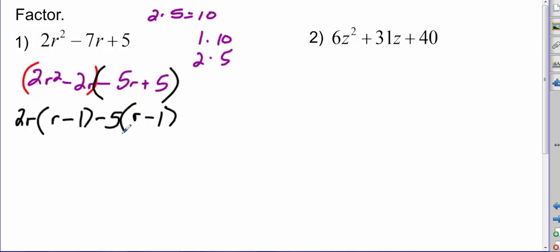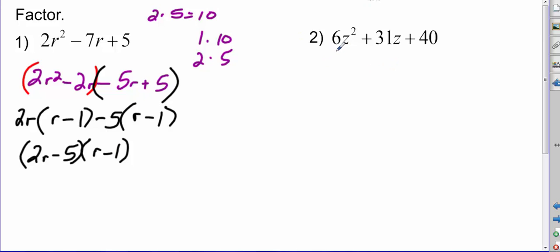And would you look at that? Our sets of parentheses add up, or they don't add up, they are equivalent. So now we can combine our 2r minus 5 and complete our factoring by grouping with our r minus 1. And we're done with number 1.